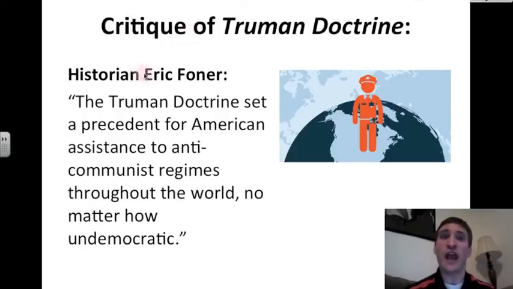There's been critique of the Truman Doctrine in recent years. The historian Eric Fulmer, for example, says that the Truman Doctrine set a precedent for American assistance to anti-communist regimes throughout the world, no matter how undemocratic those regimes, those ruling countries, were. In other words, the Truman Doctrine set a precedent for America being the policeman of the world. Should we? That's up for debate.